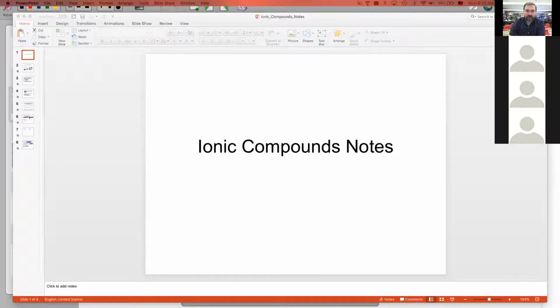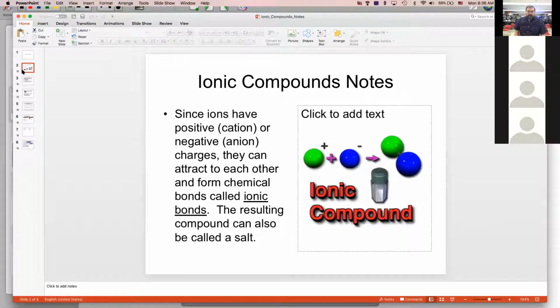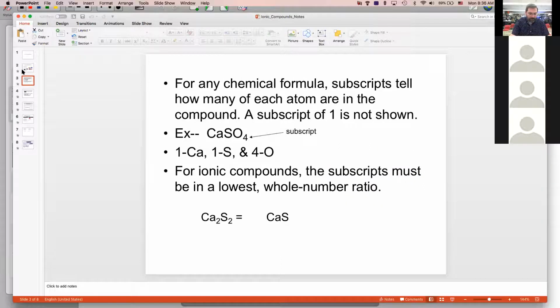So the PowerPoint says ionic compounds. These are the notes for that. Okay, so you know about ionic compounds. They're compounds that are made from elements on the left-hand side of the periodic table, coupled with elements from the right-hand side of the periodic table. It's a cation and an anion together make a compound that forms a crystal, and generically we call those salts. So that's the basics of ionic compounds.